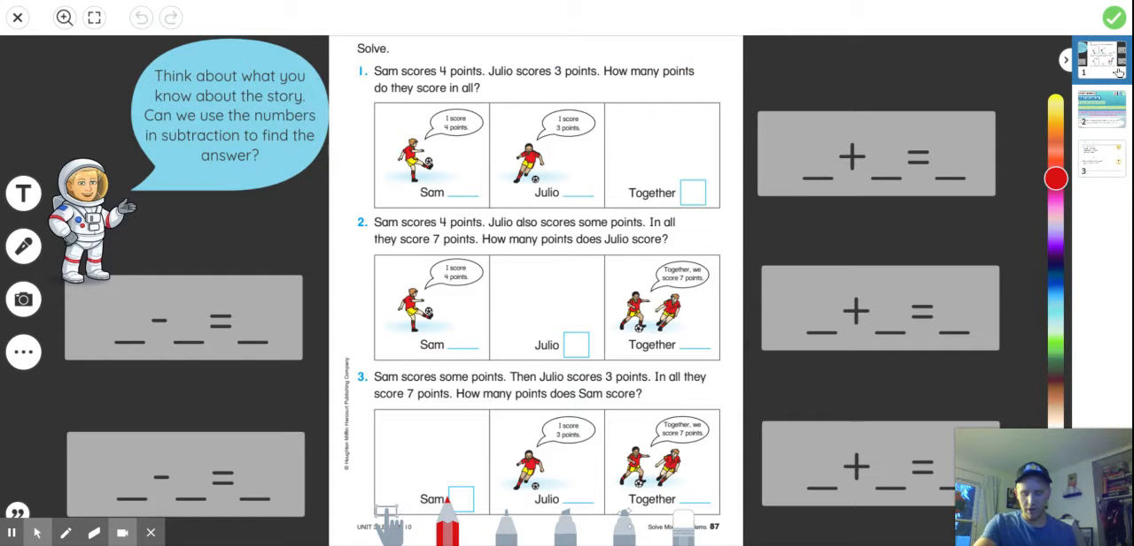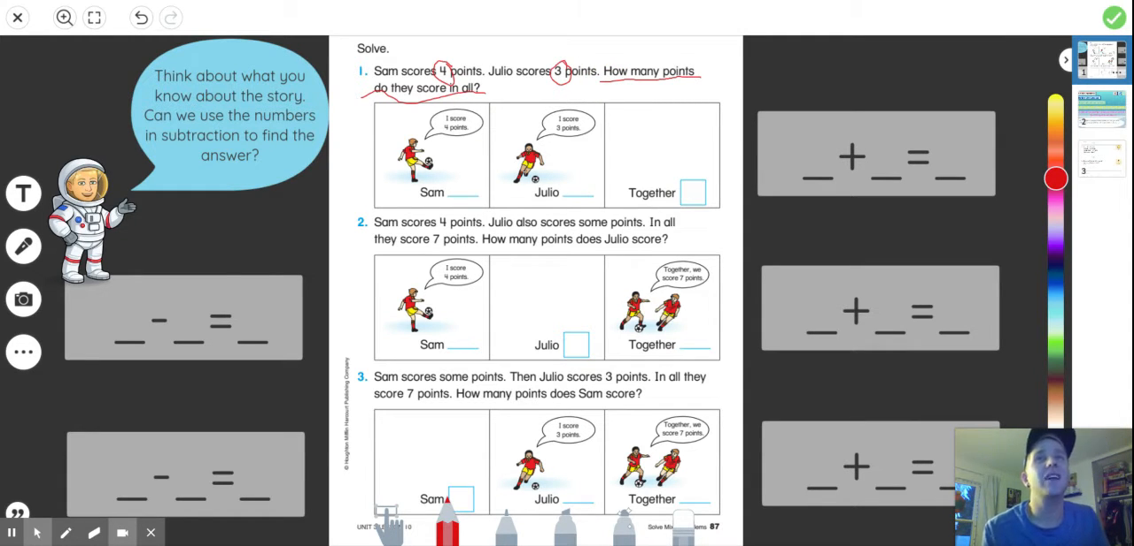So the first thing I want us to do is go ahead and look at this first one. It says, Sam scores 4 points. Well, I see some numbers, so I'm going to go ahead and use my CUBES, and I'm going to do some circling. Wow, that's a really bad circle. All right, I'm going to do a circle here and a circle here. Excellent. So I circle my numbers because I see those. Sam scores 4 points. Julio scores 3 points. And I'm going to underline my question. I cannot underline tonight. I apologize, my friends. How many points do they score in all?